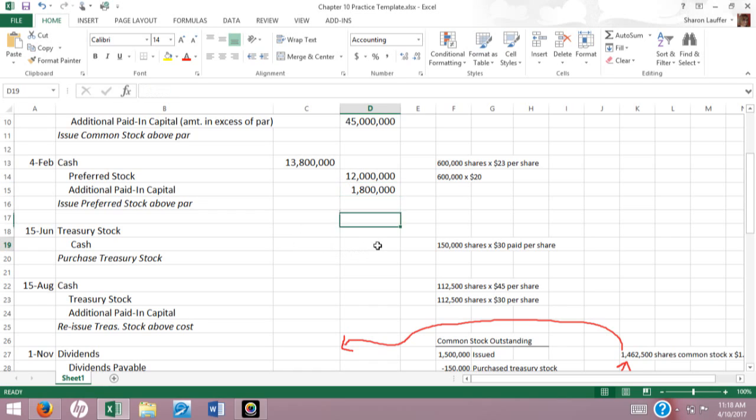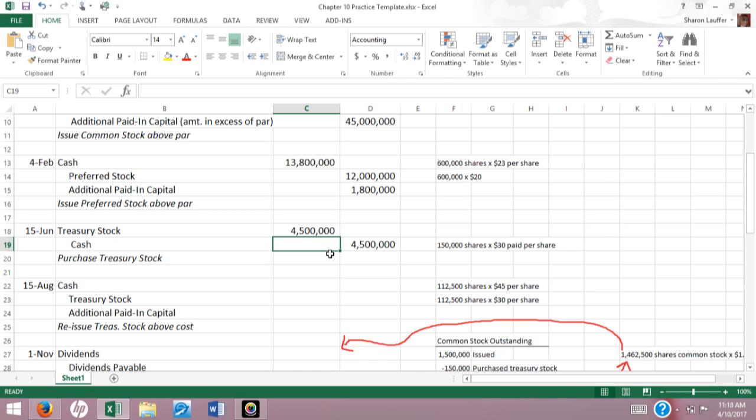So our treasury stock, we paid cash of $30 per share, and we purchased 150,000 shares. So to record that, you're going to do 150,000 shares times $30 a share, which will give you $4,500,000 in cash that you paid. And we're going to record that amount in the value of our treasury stock that we purchased. So we're going to debit treasury stock for $4,500,000.